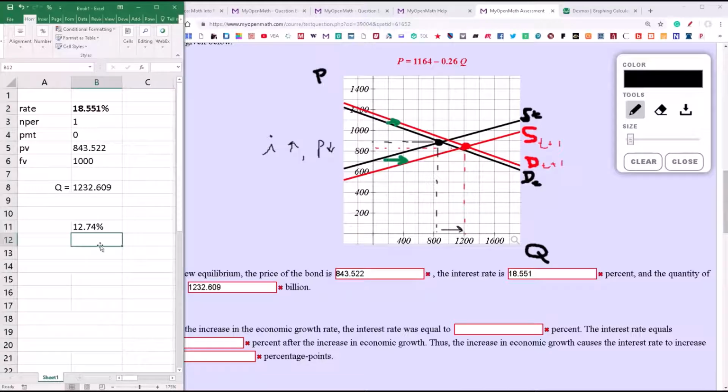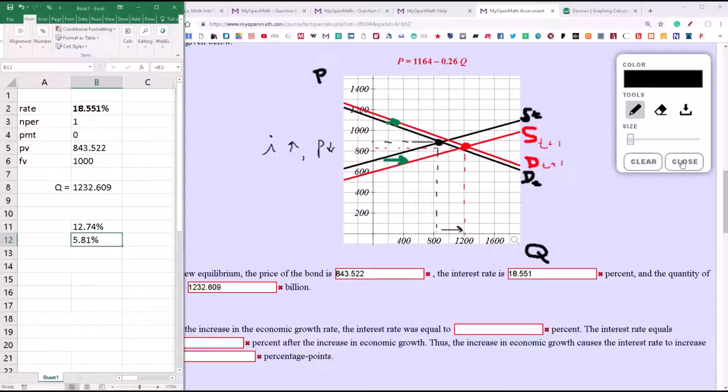And then the interest rate increases by this difference, right? So this is what it is at the intersection of the red supply and demand equation. And this is what the interest rate is at the intersection of the black supply and black demand equation. And interest rates increased by 5.81%.